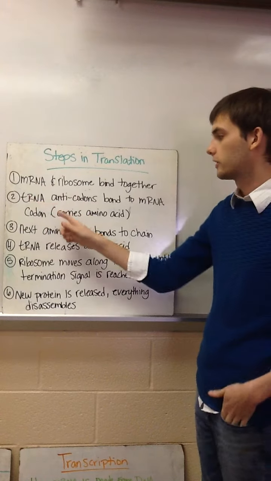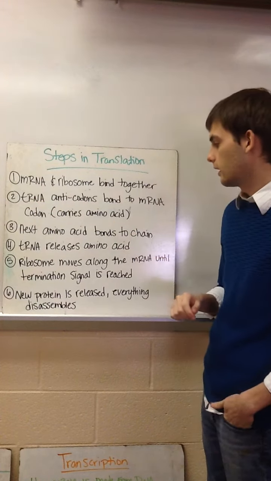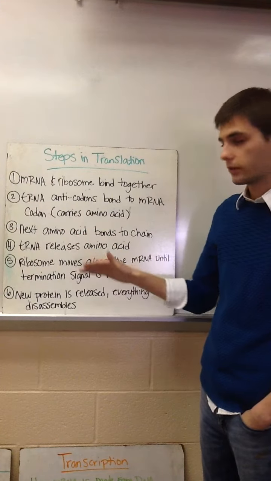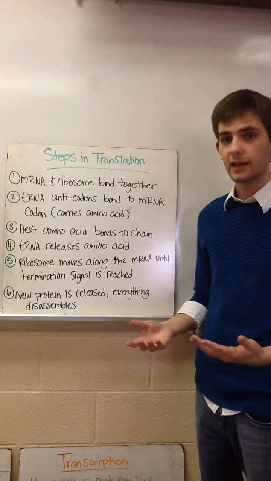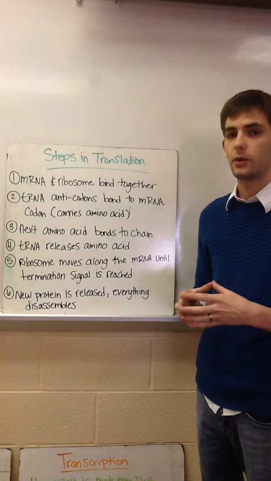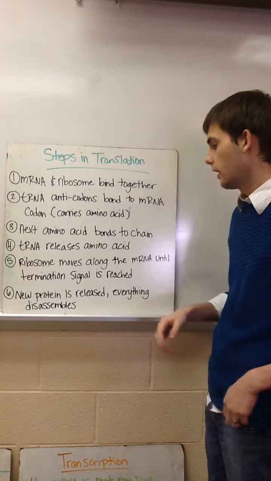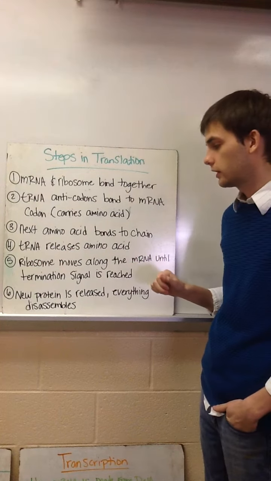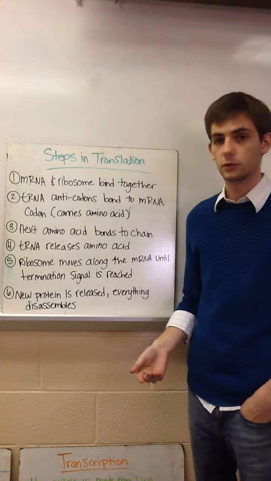And the tRNA is going to carry the amino acids. The amino acids will bond to a chain to each other, and the tRNA will release that amino acid once that amino acid bonds to the chain. The ribosome will continue to move along the mRNA strand until a termination signal is reached.